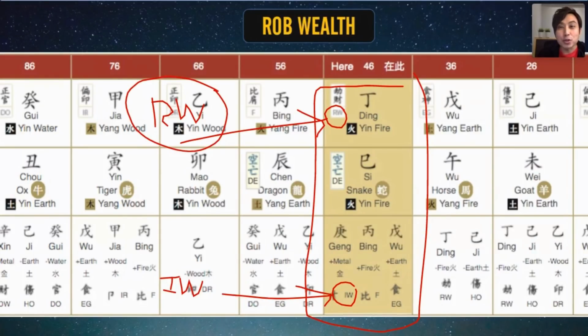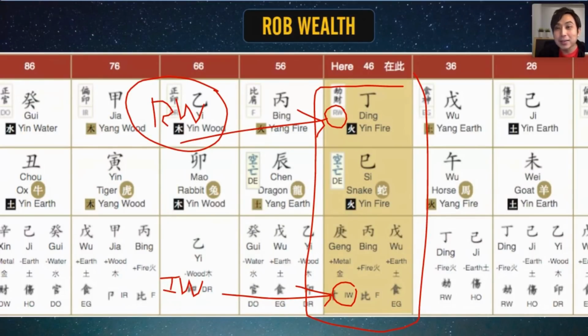So if you're going through a Rob wealth element, it is like this. Rob wealth is a shopping element. They can spend recklessly, or it also means losing money due to carelessness. So if you're going through Rob wealth, one of the things you might need to do is to plan better on your finances, especially the cash flow and expenses. This is a part that you need to pay attention to.